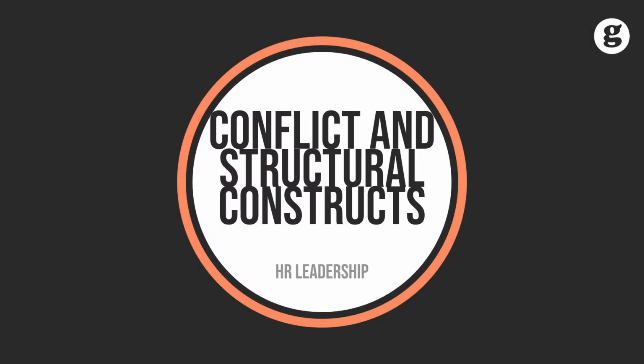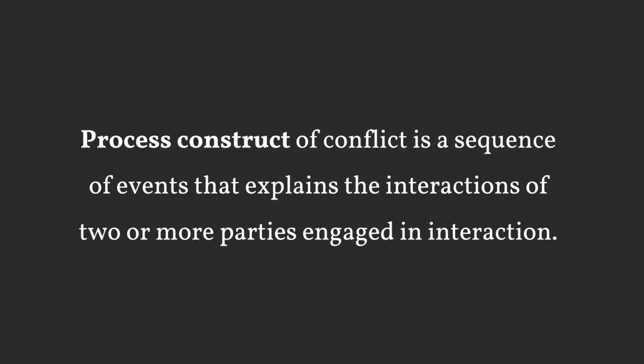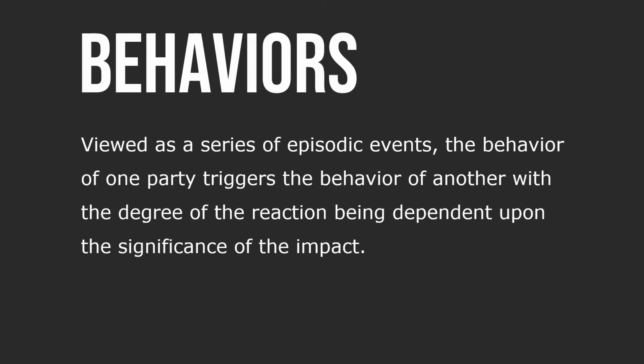Look at conflict and procedural and structural constraints. The process construct of conflict is a sequence of events that explains the interactions of two or more parties engaged in an interaction. Viewed as a series of episodic events, the behavior of one party triggers the behavior of another, with the degree of reaction being dependent on the significance of the impact.